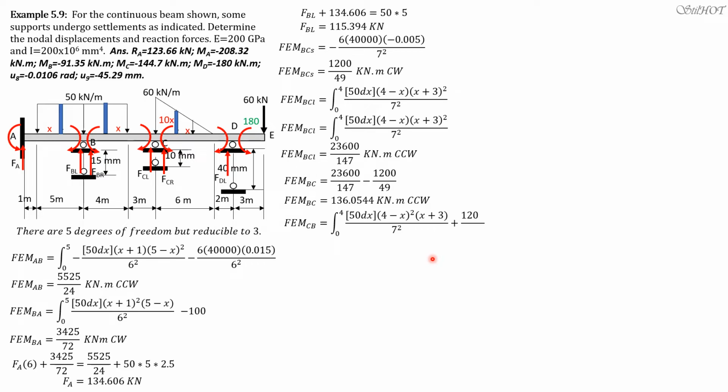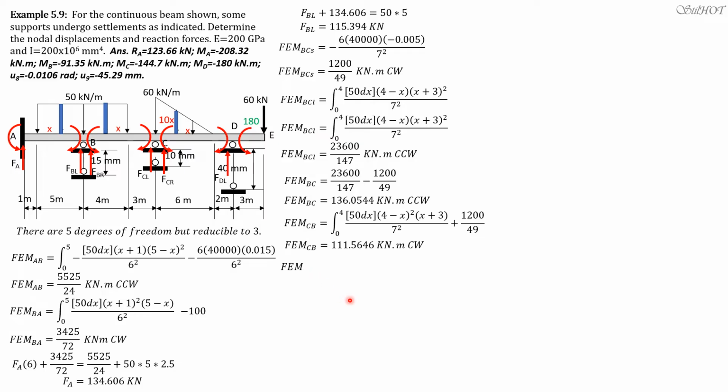So 50 dx, quantity 4 minus x squared over 7 squared times x plus 3, just interchange the squared term, over 7 squared, then plus 1200 over 49. Fixed end moment CB therefore is now 111.5646 kilonewton meter clockwise, which is expected.